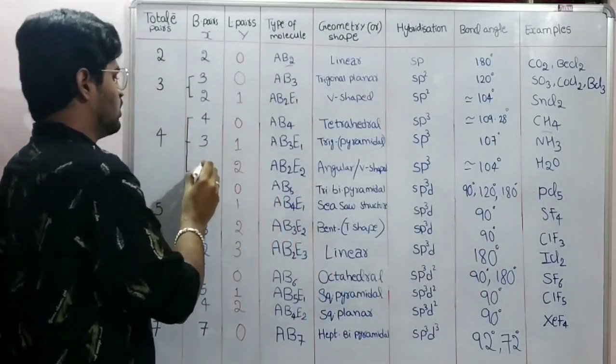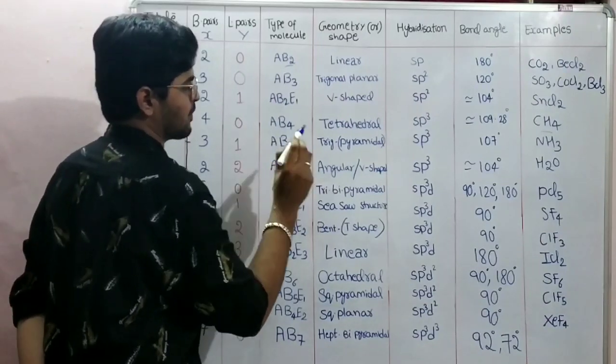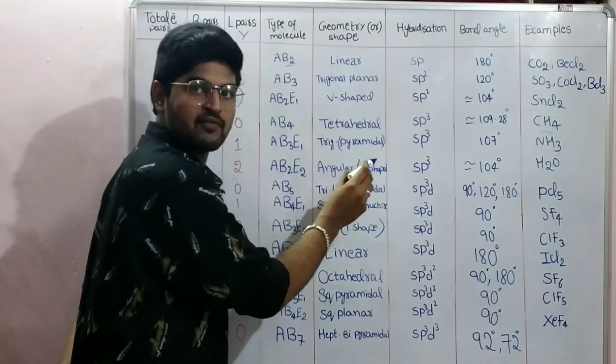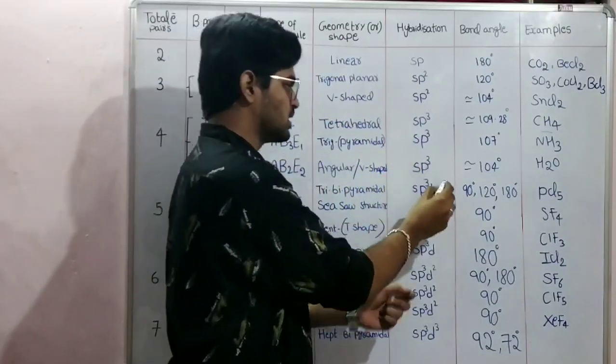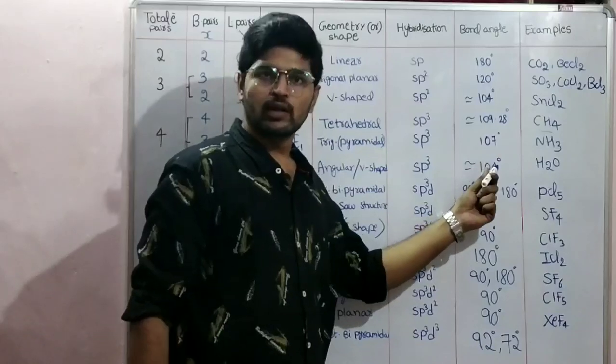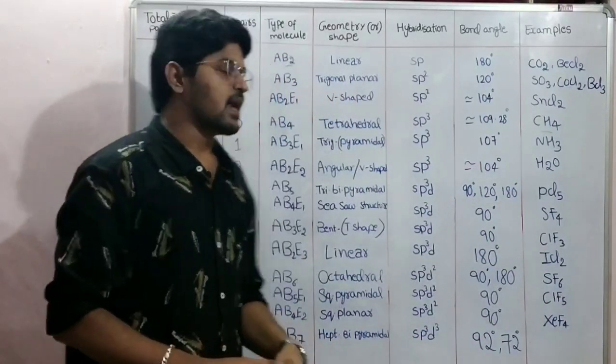And now two bond pairs and two lone pairs, that is AB2E2 type. That means angular or V shape. The hybridization is sp3 and the bond angle is 104 degrees. And the example we all know, H2O, in the previous example.